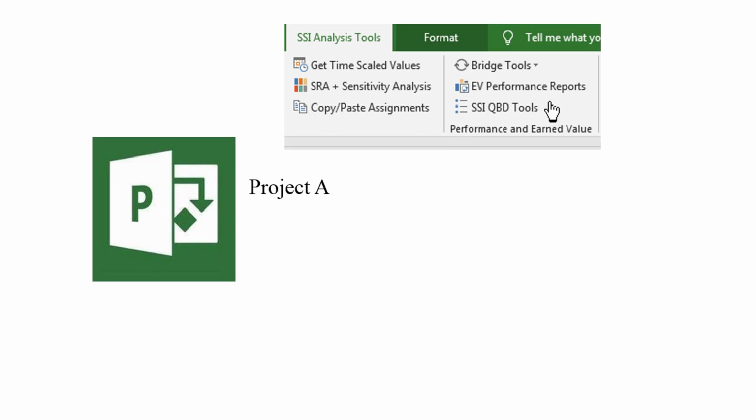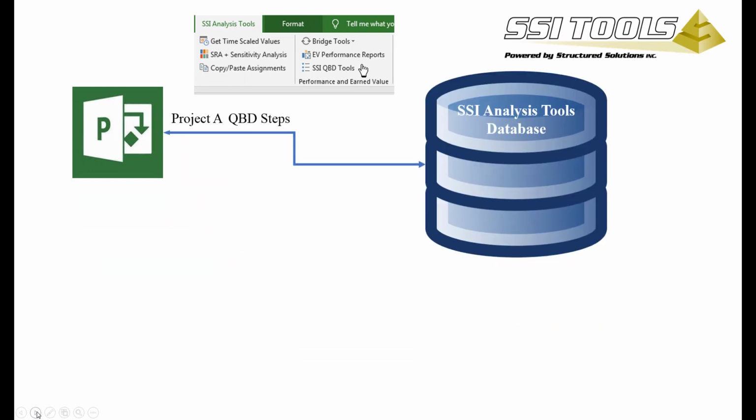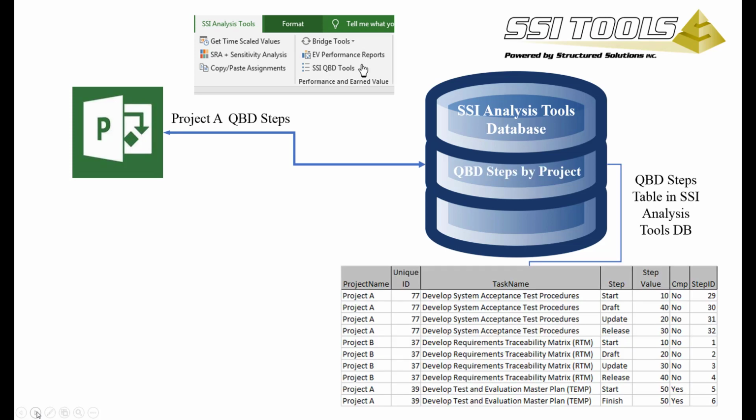SSI's QBD tools use an external database where projects can record and track QBD. Notice the arrow between Microsoft Project and the database. It's shown in both directions, indicating that Microsoft Project can communicate information to the database and vice versa. The database keeps a table of subordinate task achievements, or QBD steps. The same database is also used for project performance reports. We have a separate video describing that capability.